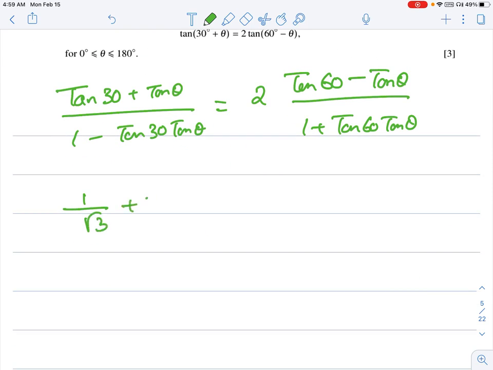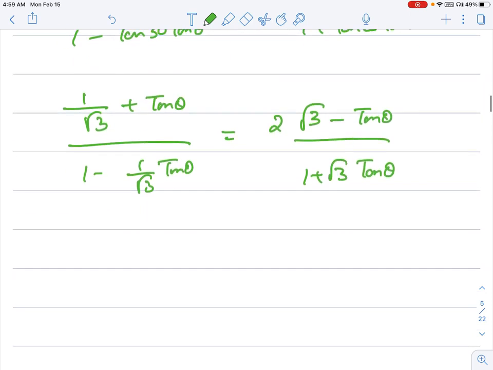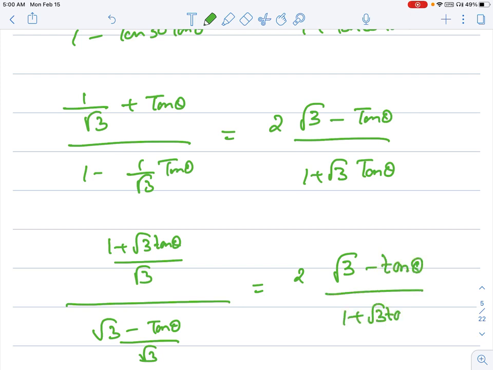Tan 30 is 1 upon root 3, tan theta. Tan 60 is root 3, tan theta. 1 plus root 3 tan theta. Now take common denominator in the numerator. 1 plus root 3 tan theta. Then it is root 3 minus tan theta is equal to 2 times root 3 minus tan theta divided by 1 plus root 3 tan theta.